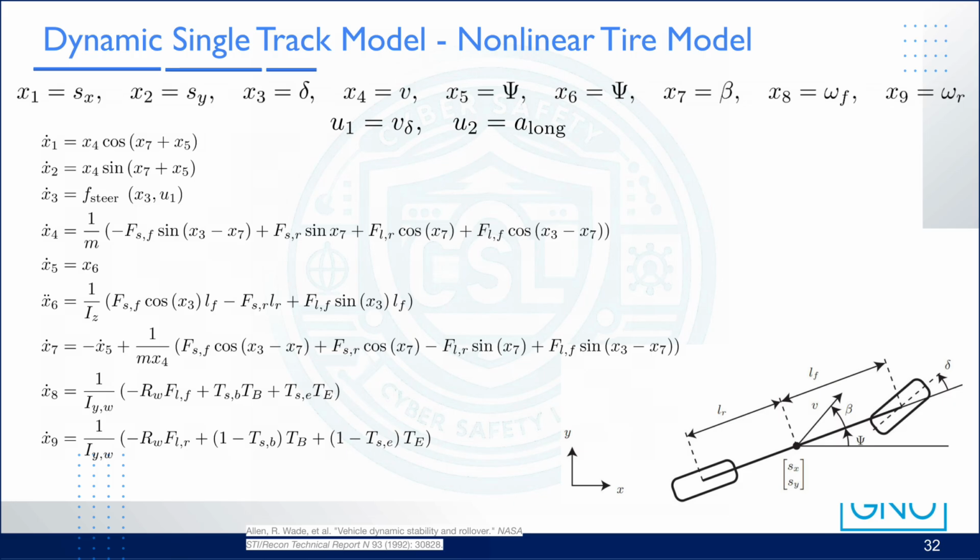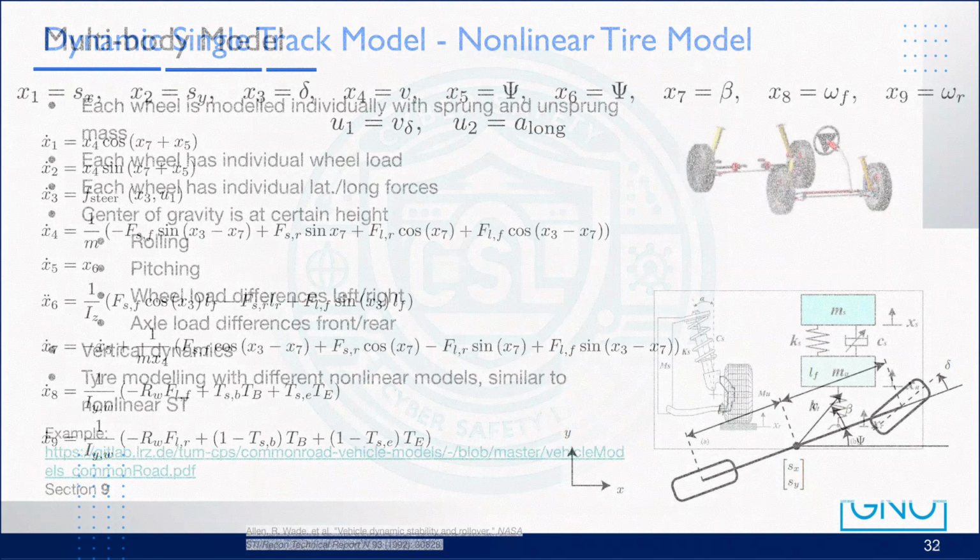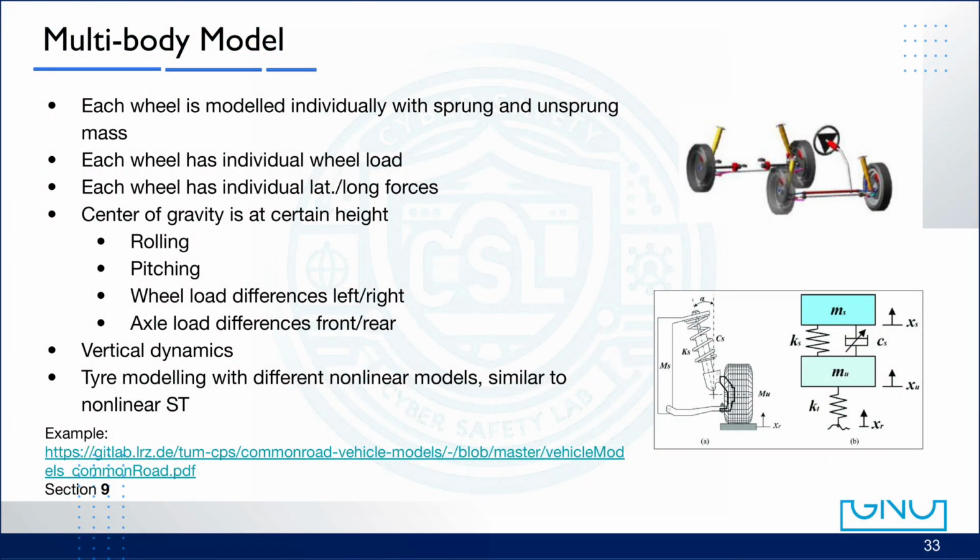Steering changes the slip angle. Slip angle changes the tire forces. Tire forces create yaw motion and side slip, and those together define how the vehicle behaves in corners. This nonlinear single-track model is the foundation for high-fidelity vehicle simulations and advanced control algorithms, such as electronic stability control or model predictive control. Now, let's move on to the multi-body vehicle model.